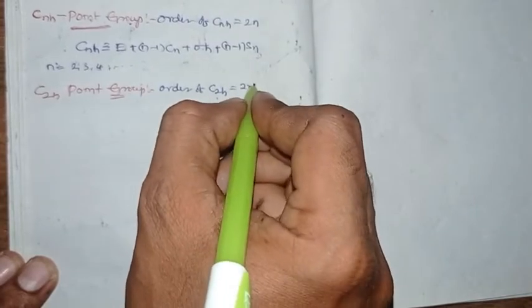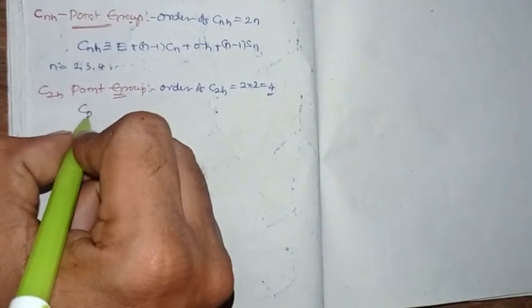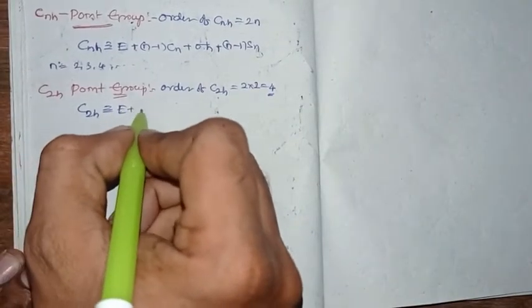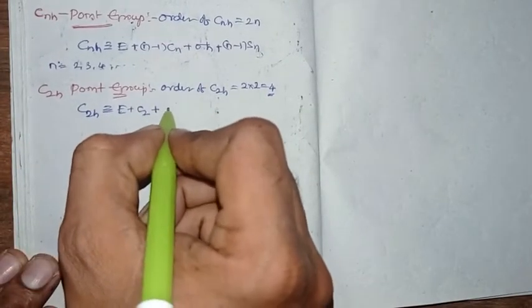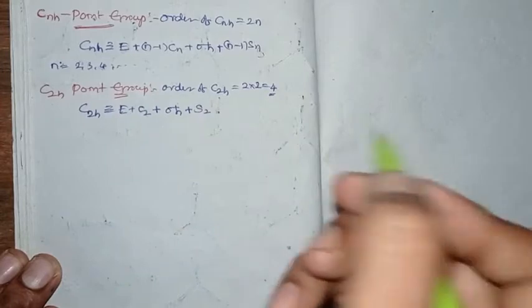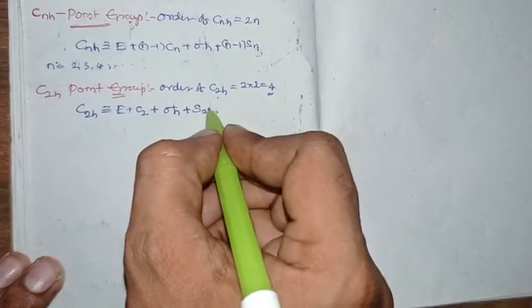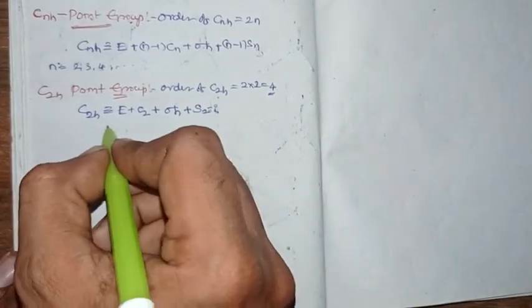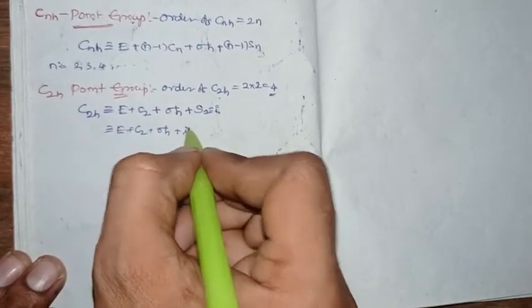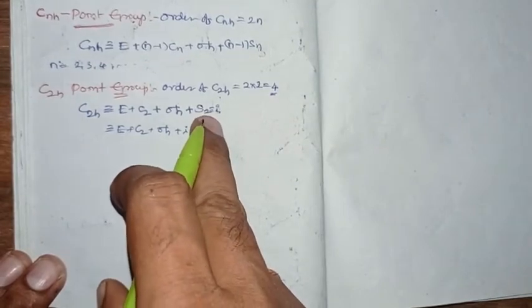is 2 into 2, which is equal to 4. Thus the C2h point group elements are E, plus the C2 rotational axis, plus the horizontal plane of symmetry, plus S2, right? And S2 is also an inversion center. This can also be considered as E plus C2 plus sigma h plus i. They are one and the same. The S2 is equivalent to the inversion center.